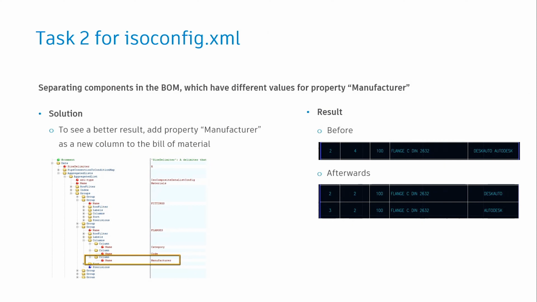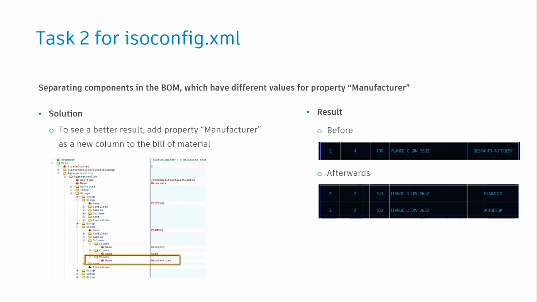Task 2. Separating components in the BOM which have different values for property manufacturer. This task is about adding an additional property to a bill of material and getting separate rows for components with different values for this specific property. Let us try this with flanges. By default, all flanges with the same value of the item code and the same description are in one row.